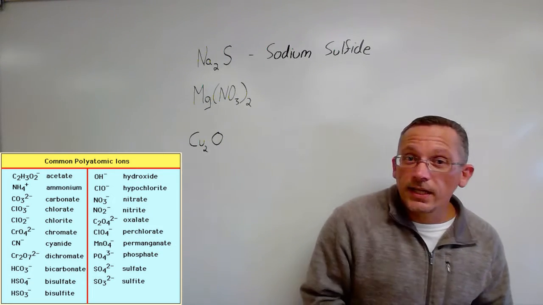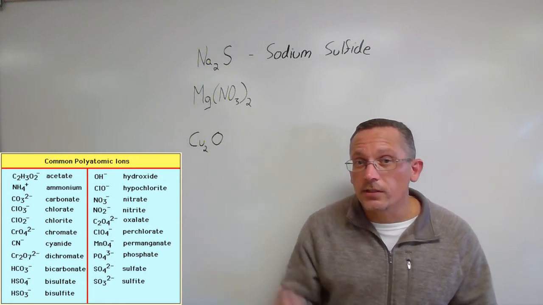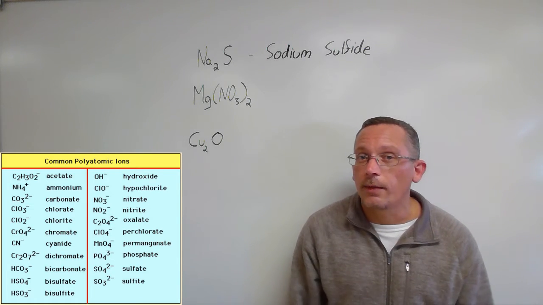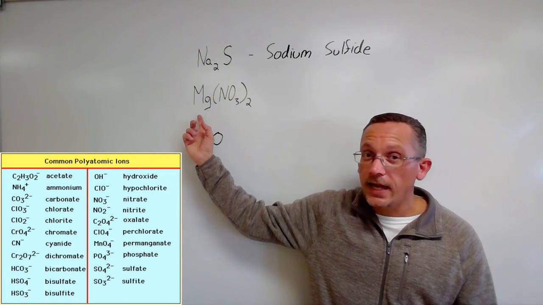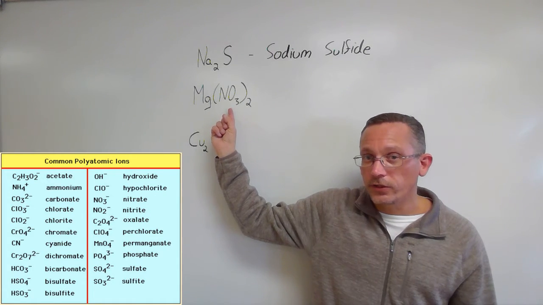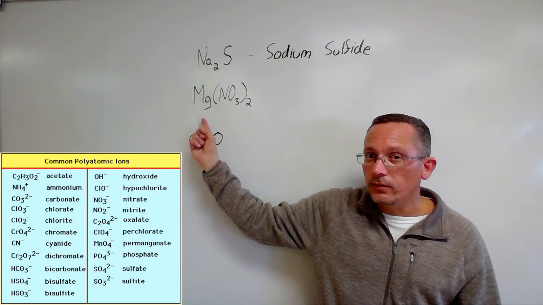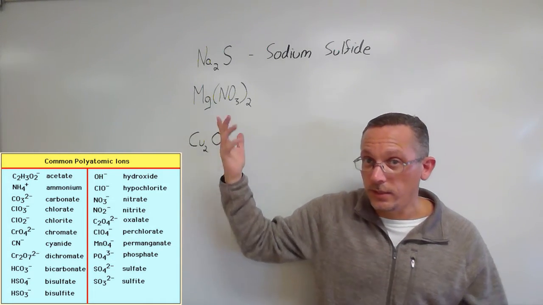Some of them contain polyatomic ions, and the polyatomic ion has a name. You can consult the chart and see what the name of the polyatomic ion is. For the second one here, the cation's name is magnesium, and then the anion, consult your chart, NO3 is called nitrate. So this one would be called magnesium nitrate.